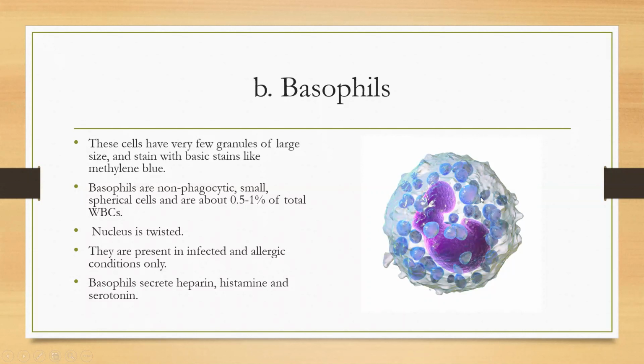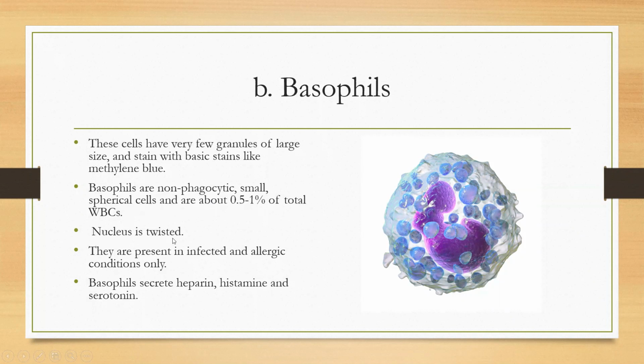And how are the granules? Here the granules are very large in size. In neutrophils, many granules were present, but they were smaller in size. Here the granule size is very large. Now, basophils are non-phagocytic. Non-phagocytic means they cannot engulf foreign bodies or dead cells. They are small spherical cells and form about 0.5 to 1% of total WBCs.